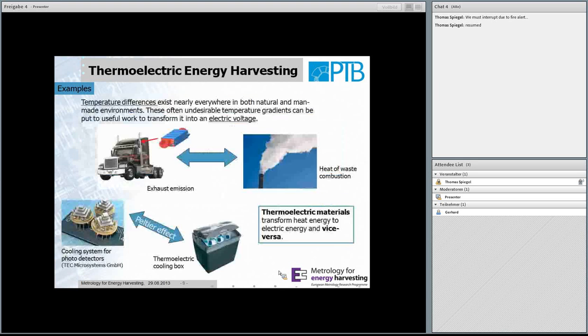But of course, there are applications, and some examples you can see here, because we have nearly everywhere in natural or man-made environment temperature differences which can be used for transforming to energy. For instance, the exhaust emission at cars is used by different producers of cars. Then we have unwanted heat during waste combustion. We use the Peltier effect, that means a reverse Seebeck effect, for cooling photodetectors or other electronic parts.